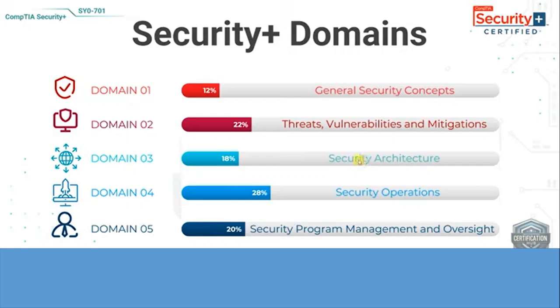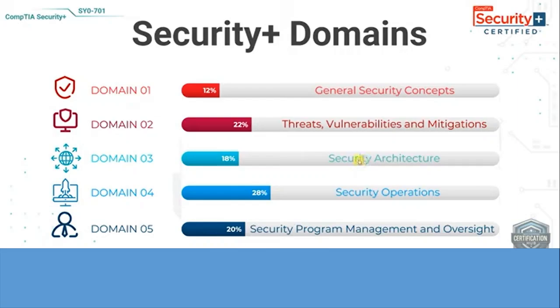In this, we will cover security architecture, and after that we will move to Domain 4 in the next video, where you will learn the major part of the SY0-701 exam, security operations. It is the 28% part of the examination. Then after that you will move to Domain 5. In the next videos we will discuss this. In this you will understand security program management and oversight, and this covers 20% of the examination.